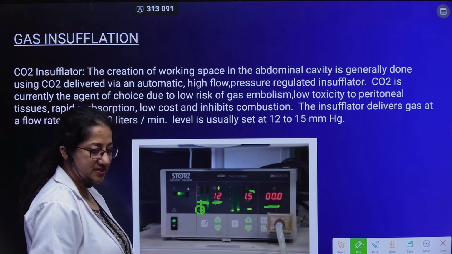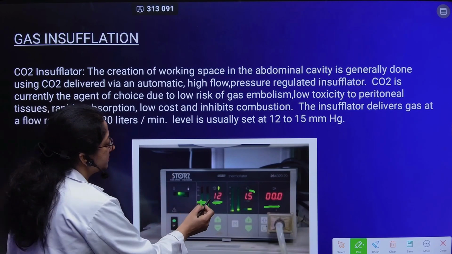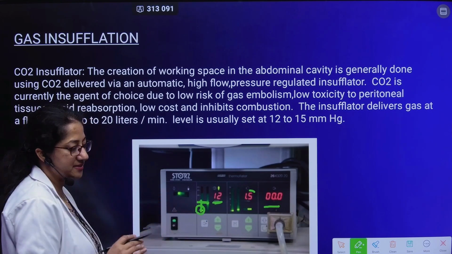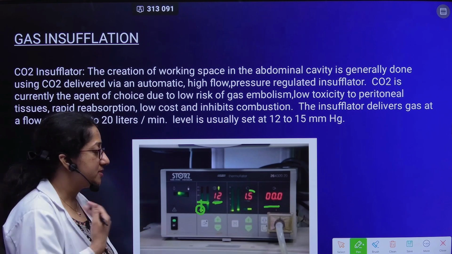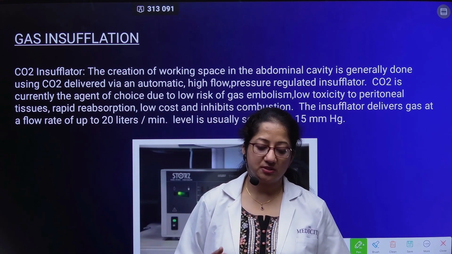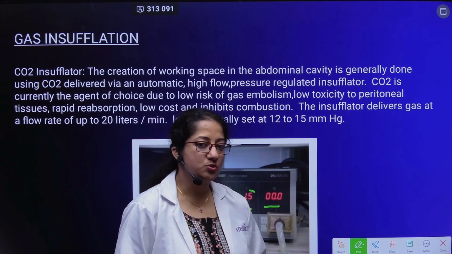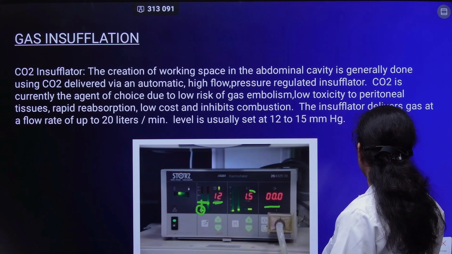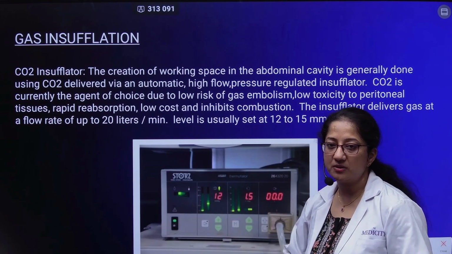At any time, if there's any leak from the abdomen, more of the gas goes inside. This preset pressure can go up to 12 to 15. That is the maximum pressure which we use that does not have any harm on the lungs, because in gynecological surgeries we have to keep a head low position in which the patient's lungs get compressed to a certain extent. So more than 15 pressure is usually not allowed. The flow rate is about 20 liters per minute.